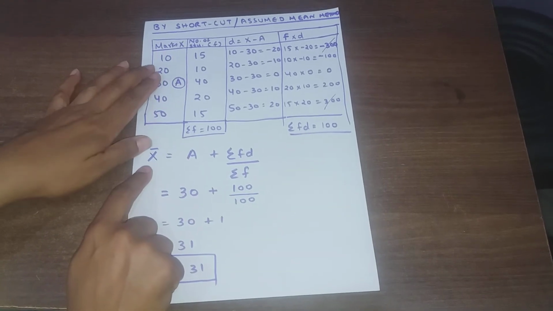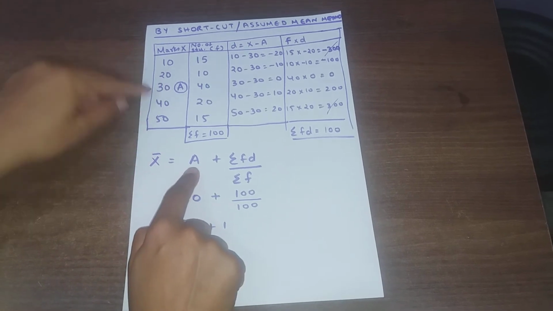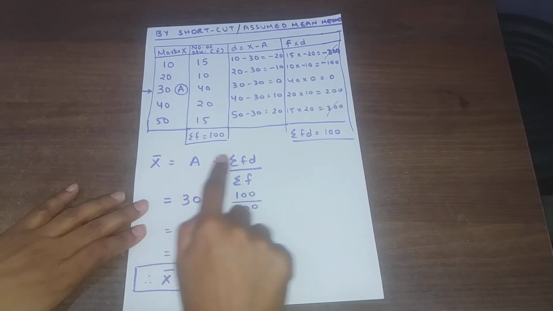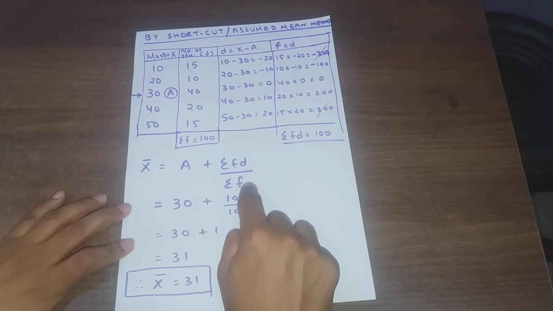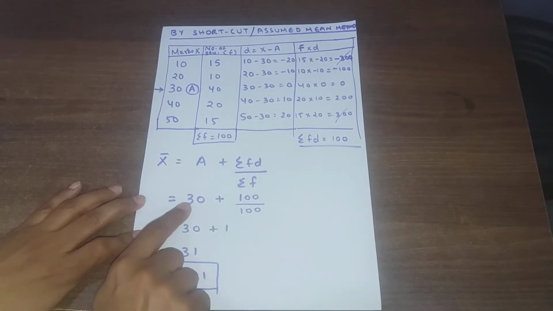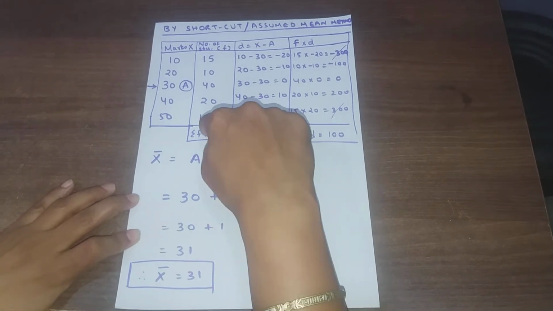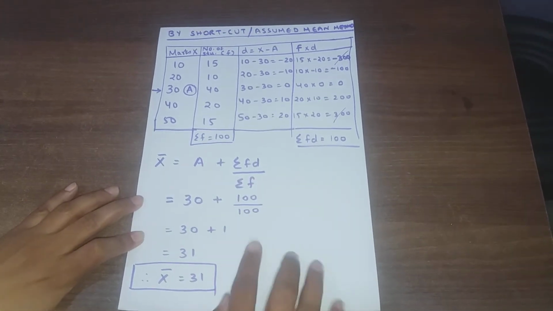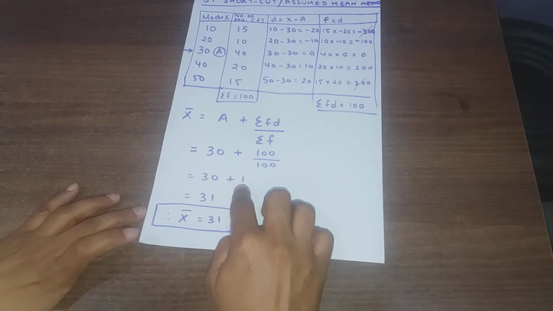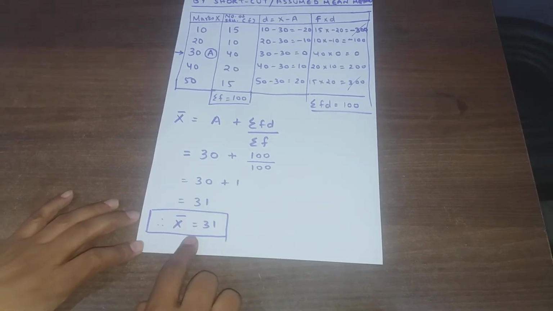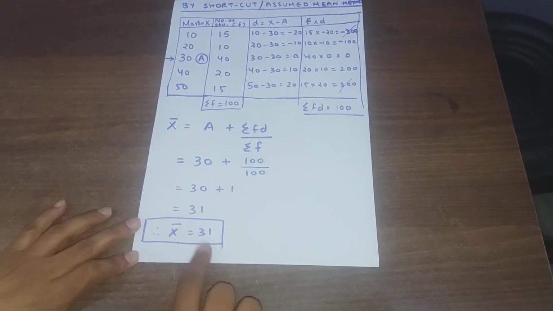Now this is the formula: x bar is equal to a, which is assumed mean 30, plus summation of fd upon summation of f. 30 plus fd is 100, I have written here. Summation of f is 100, I have written here. Both will cancel, giving you 1. 30 plus 1 is 31. So x bar this time again is 31.